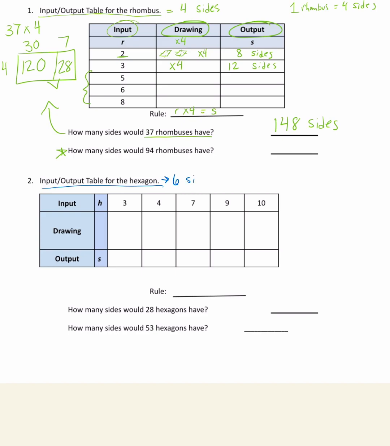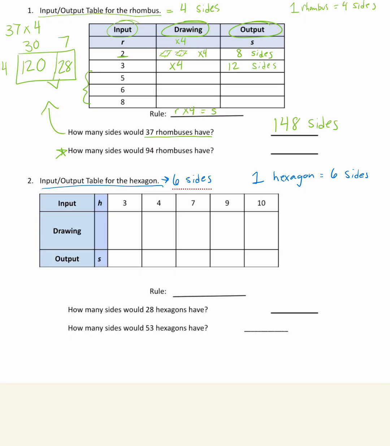So 6 sides, which means one hexagon is 6 sides. Okay? So with that, it's the same thing we were doing for the triangle. It's the same thing we were doing for the rhombus. Okay? We got to figure out that rule.